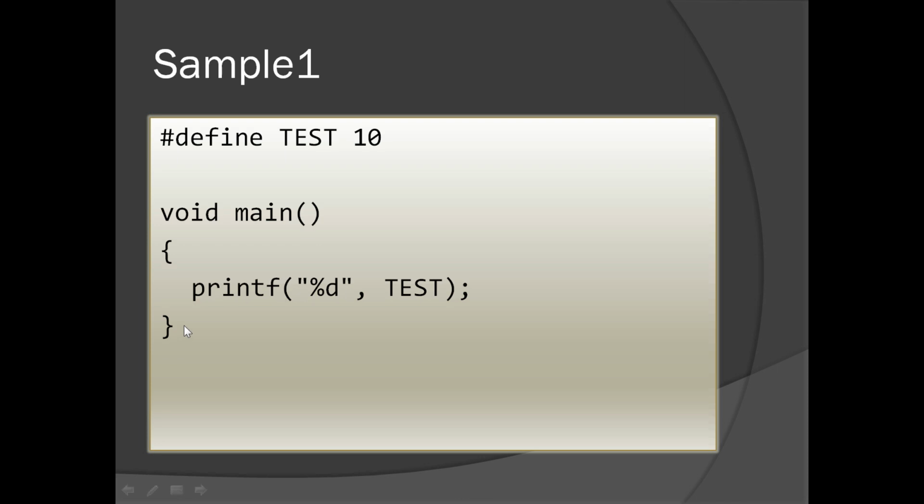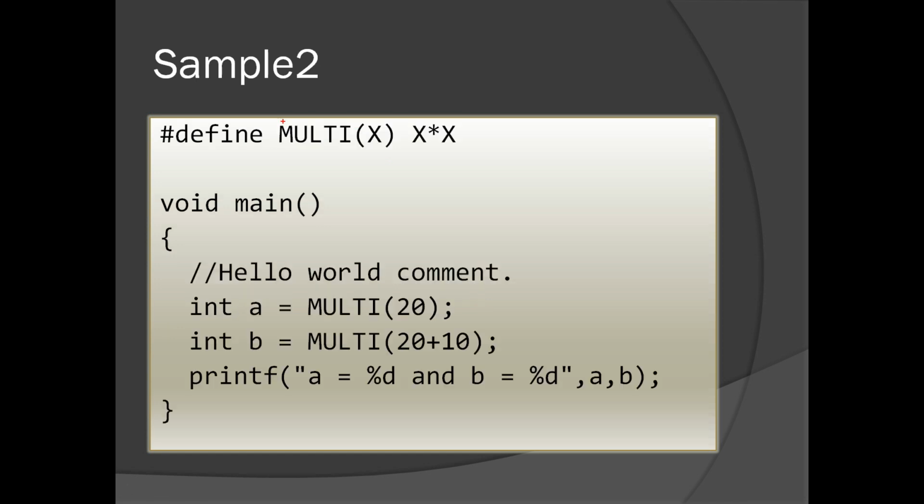So void main, printf %d, TEST. In this case, the TEST will get replaced by 10 after preprocessing. So this program will print 10. This is an example of the preprocessor behaving like a function. Wherever you see MULTI(x), it should be replaced by x star x, which is the square of x. So MULTI(20) will be replaced by 20 star 20.